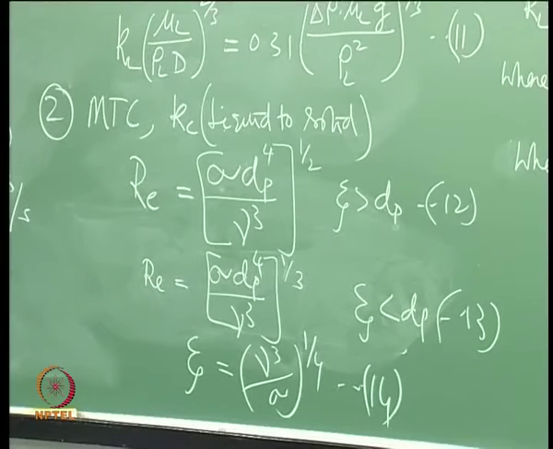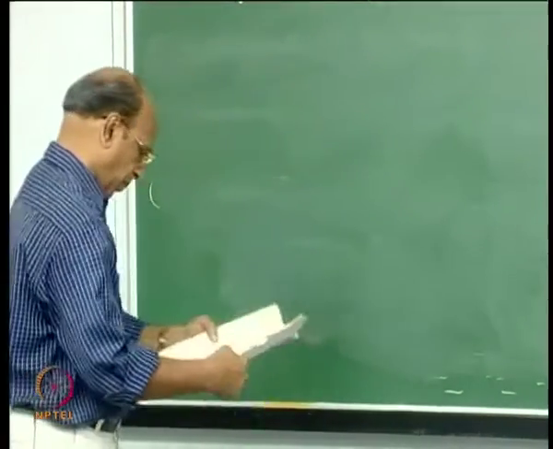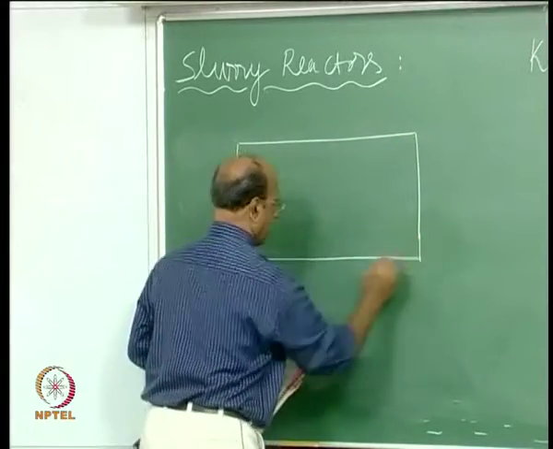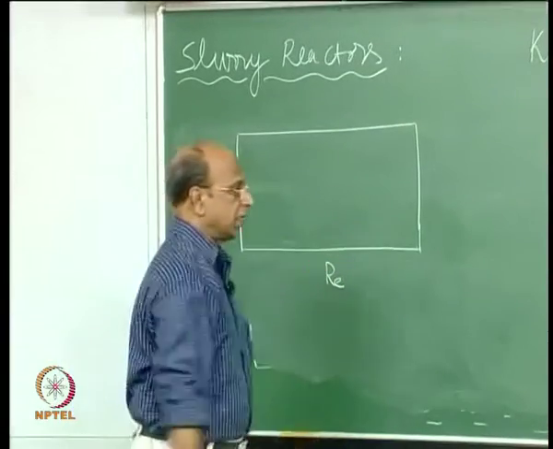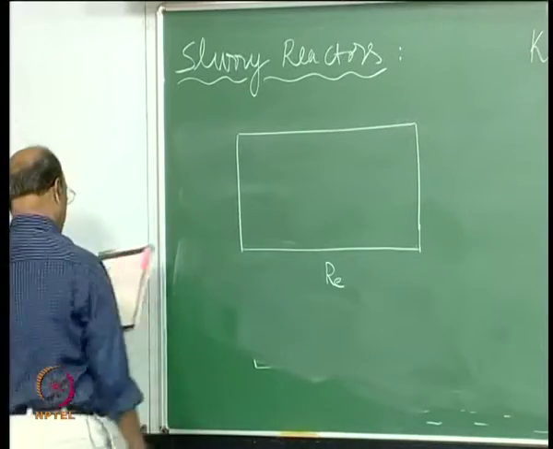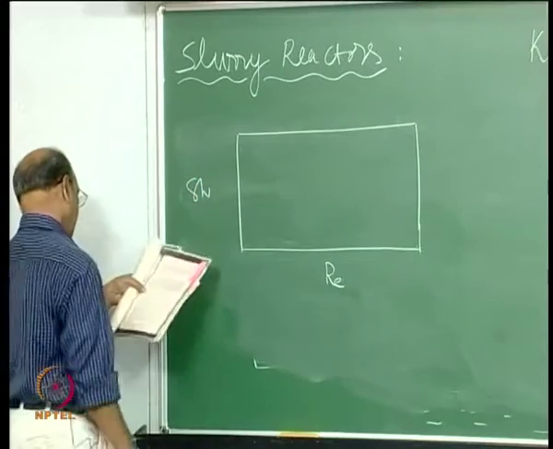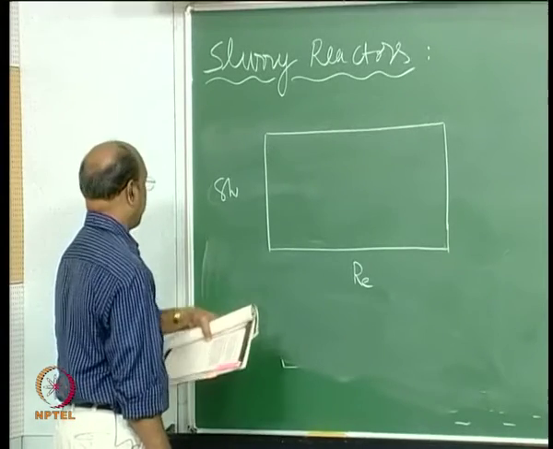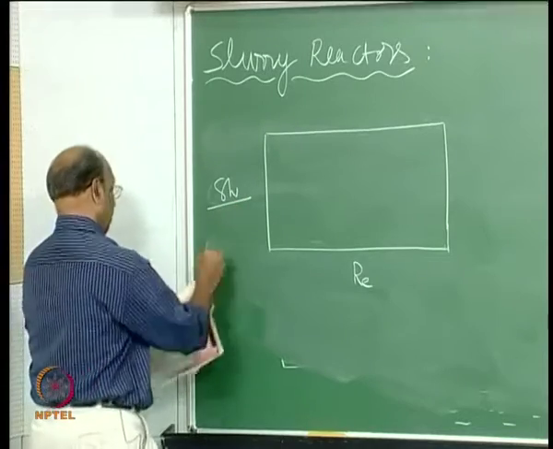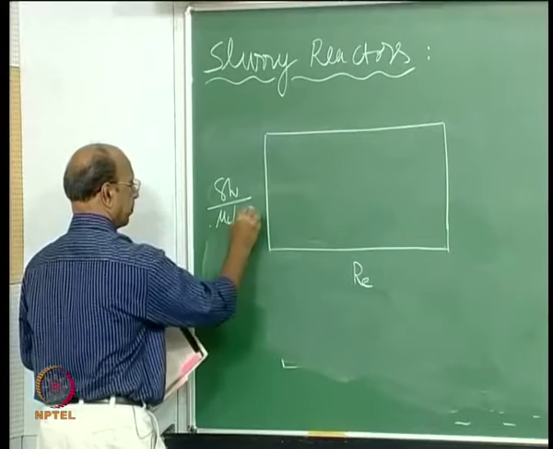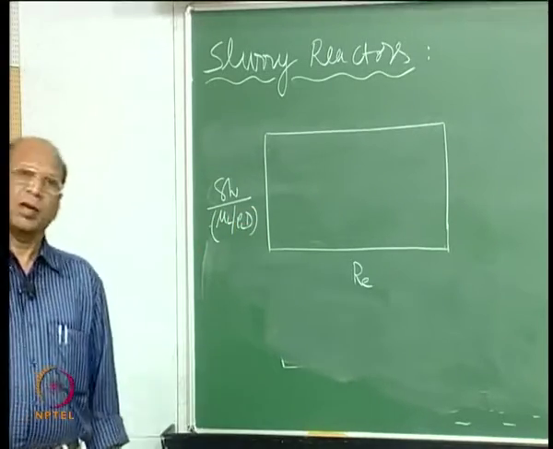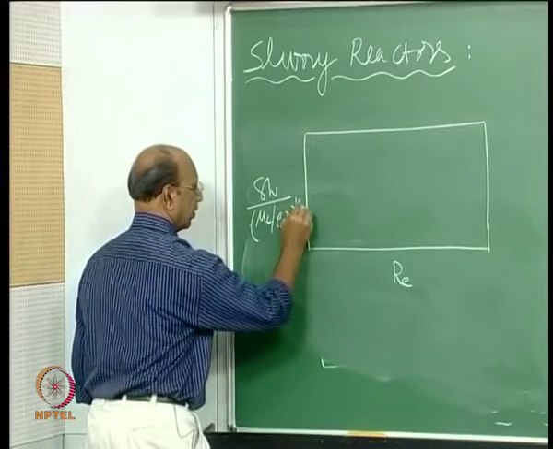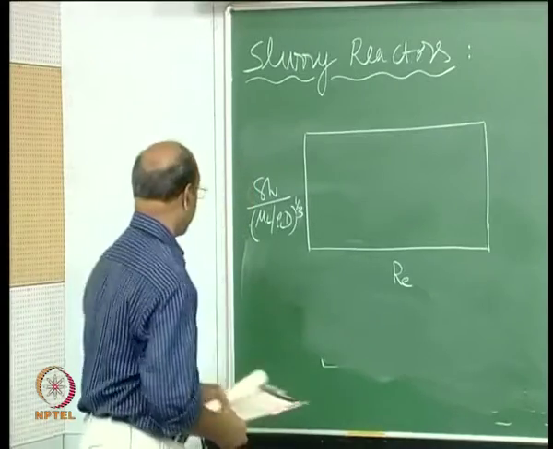So, here you have a graph relating the Sherwood number and Reynolds number, with Reynolds number defined in that fashion. This is Reynolds number, that is equation 12 and 13 depending on xi values. Then here I have Sherwood number. Actually this is Sherwood number divided by, what is this number? Mu_L by rho_L D, Schmidt number, to the power of 1 by 3. Sherwood number divided by that is plotted.